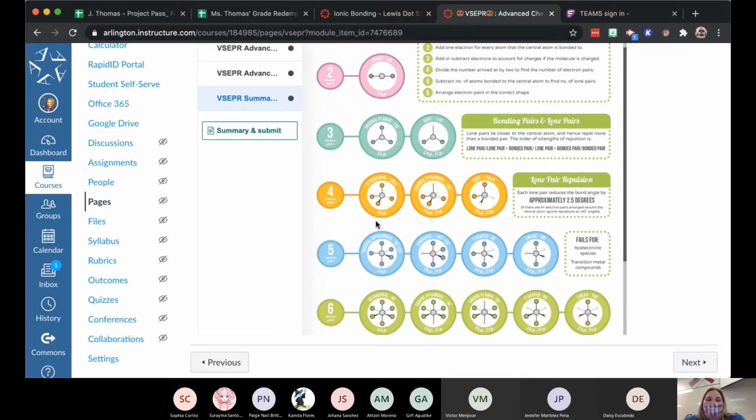This one right here, what's happened is now one of the bonding pairs is gone. One of the bonds has been taken away. It's been replaced by 1 lone pair. So we still have a total of 4. It's just 3 of them are bonds, 1 of them is a lone pair. And so this shape, it's called trigonal pyramidal.